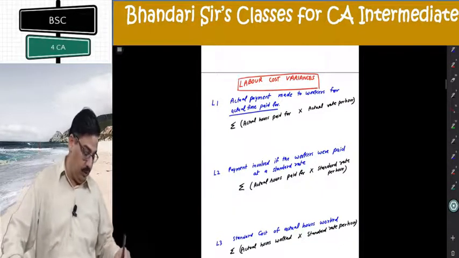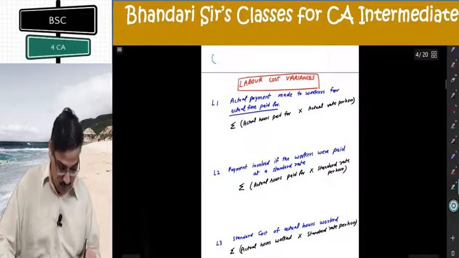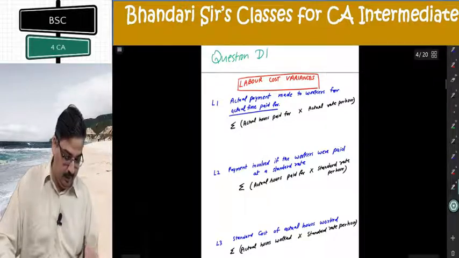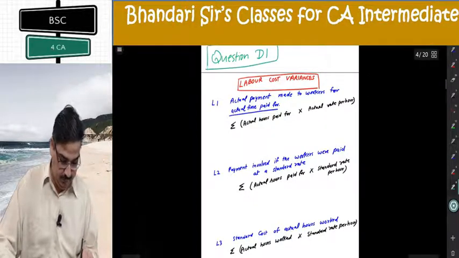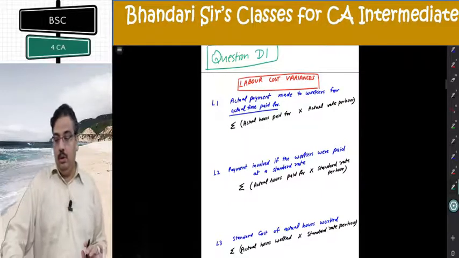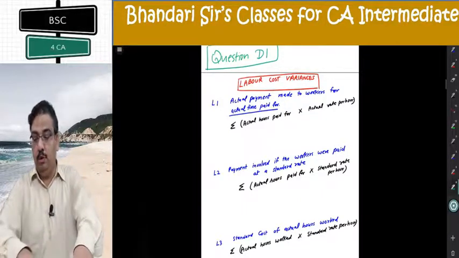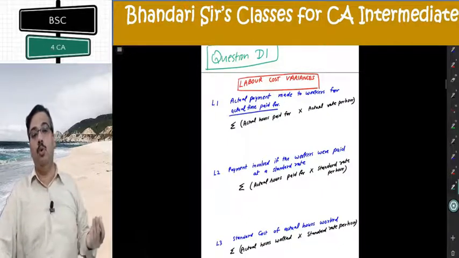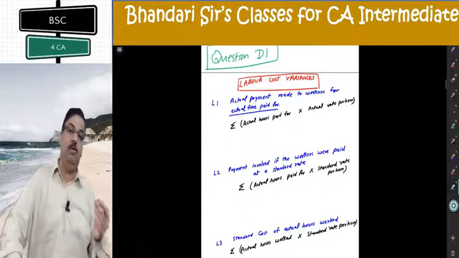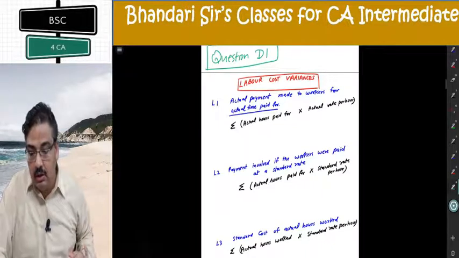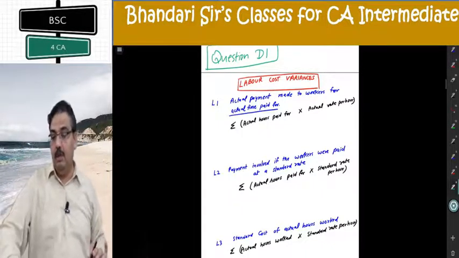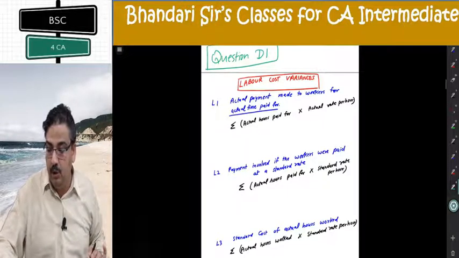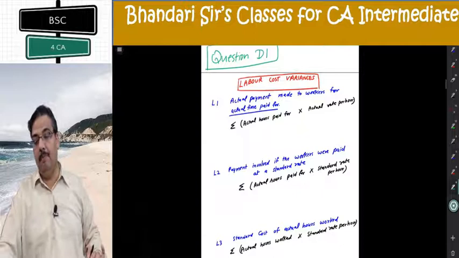D1 is what we are going to start with. This is question D1. Now you're given skilled labor is used to produce a toy. Single type of labor, there is no mix, hence there will be no L4. L4 not applicable will be equal to L3. It will require 3 hours of skilled labor at the rate of 10 per hour. During the month, 500 pieces of toy were produced using 1600 hours of skilled labor by paying 15,000.